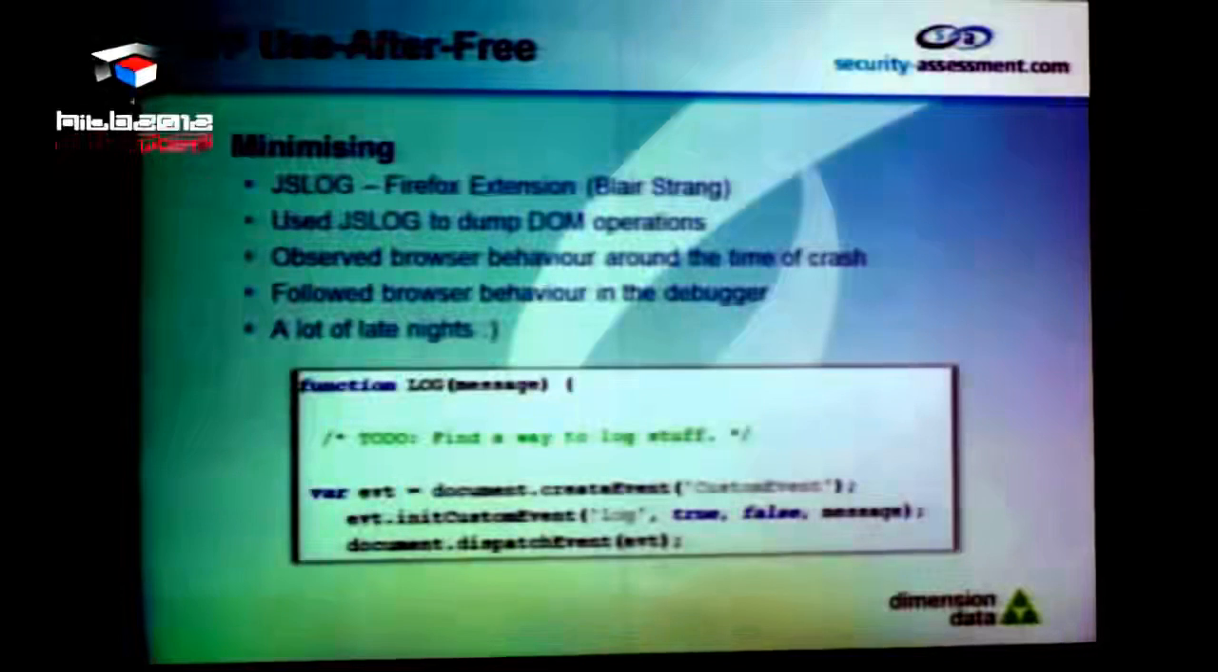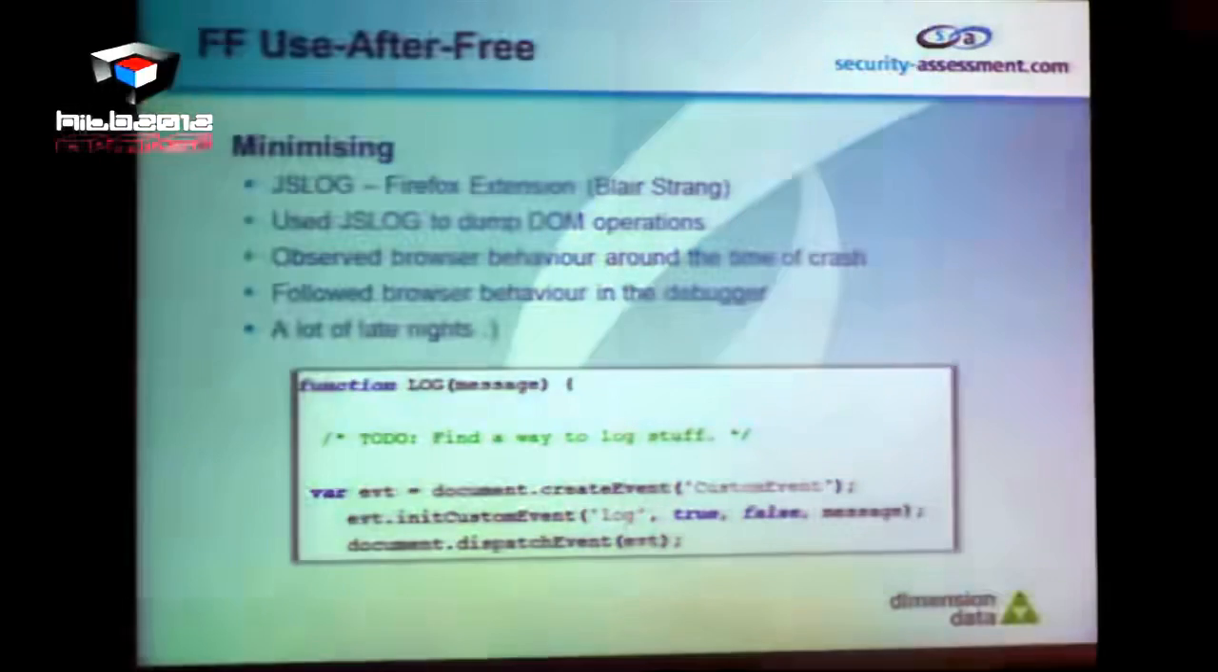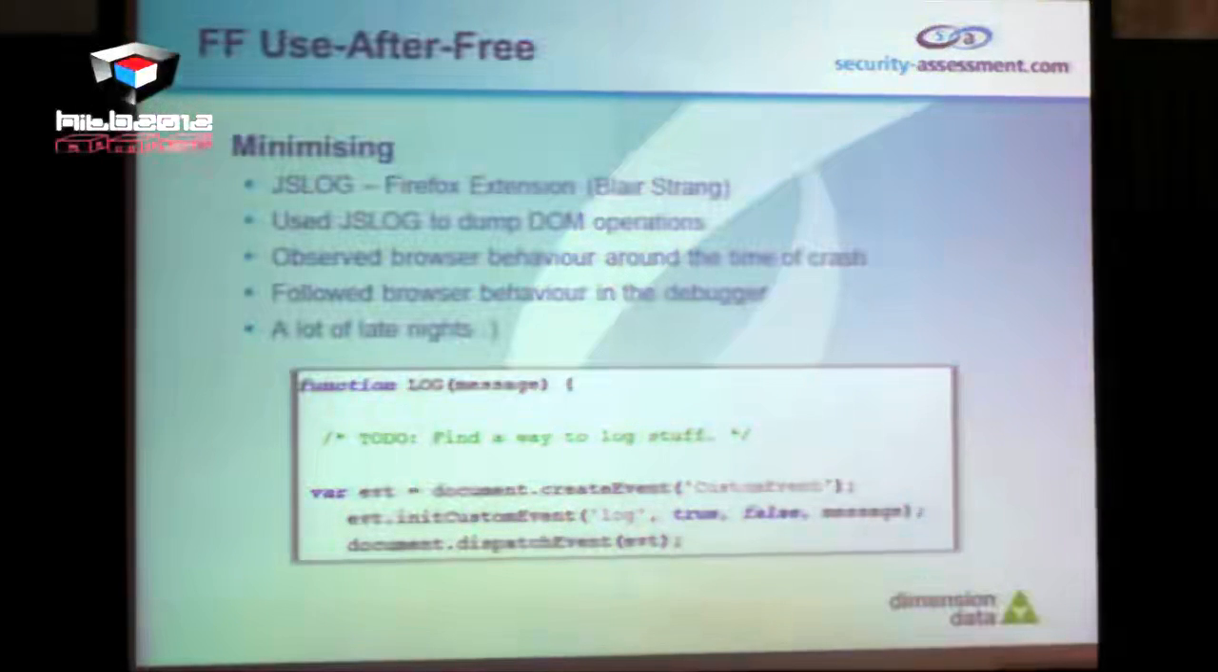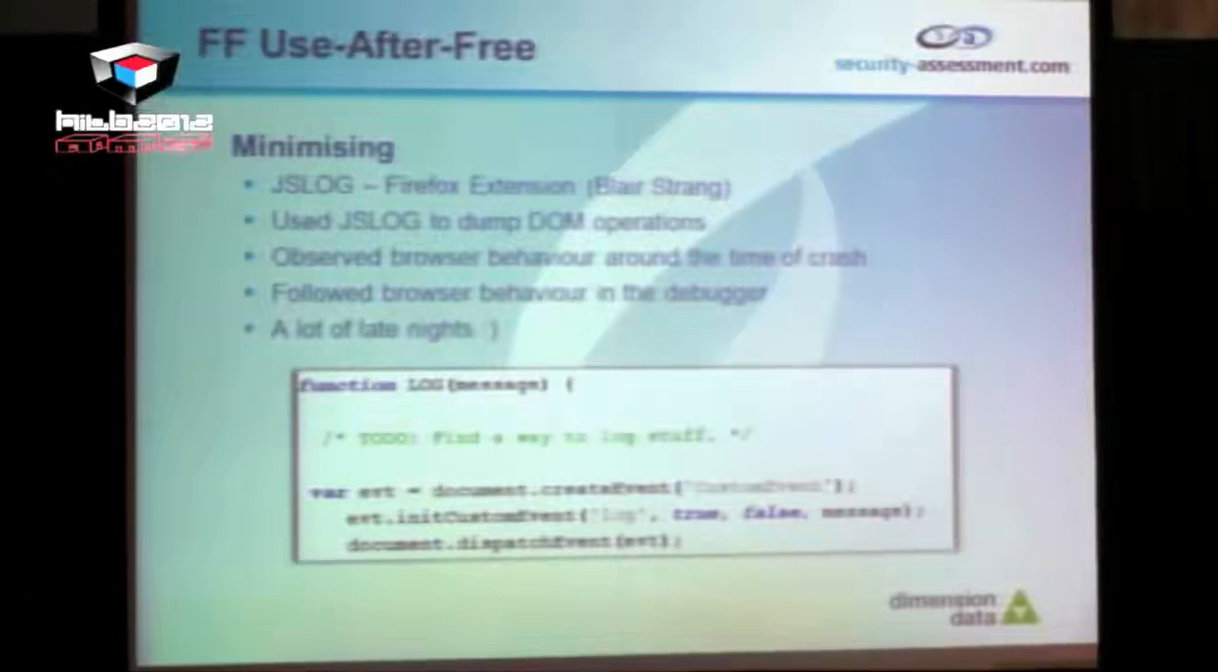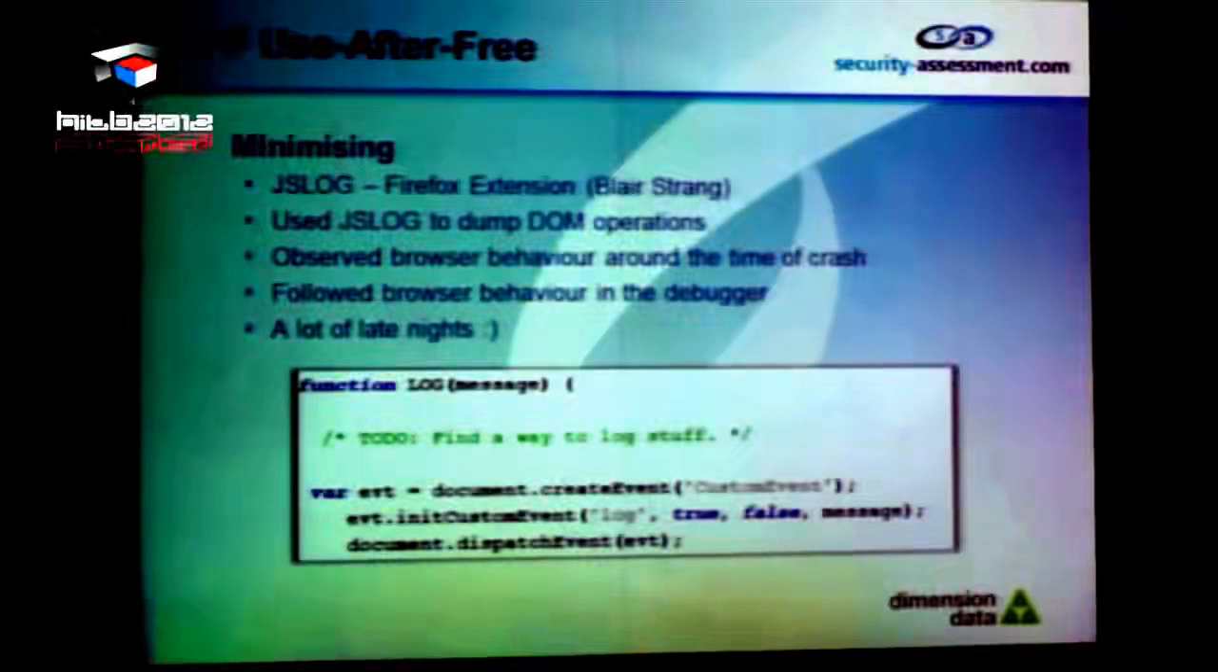The next thing we did was to minimize the crash, because we were using a very complex HTML, as I said before, and CrossFuzz performs thousands of JavaScript operations against the DOM of the page. The problem was to identify how many and which JavaScript operations are performed by CrossFuzz. So my colleague Blair Strain developed a Firefox extension called JSLog. You install it in Firefox, and then you run JSLog to dump all the JavaScript operations performed by CrossFuzz.